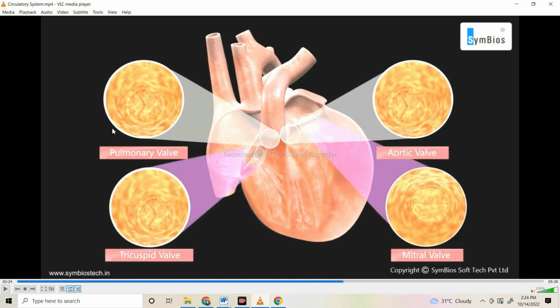So again, like this, pulmonary. So you already know that this blood is going to the lungs. Aortic, going to the different systems of the body. So these are the 4 valves that prevent the backflow of blood. They ensure that the blood flows only in one direction and prevent backward flow when the atria or ventricles contract.